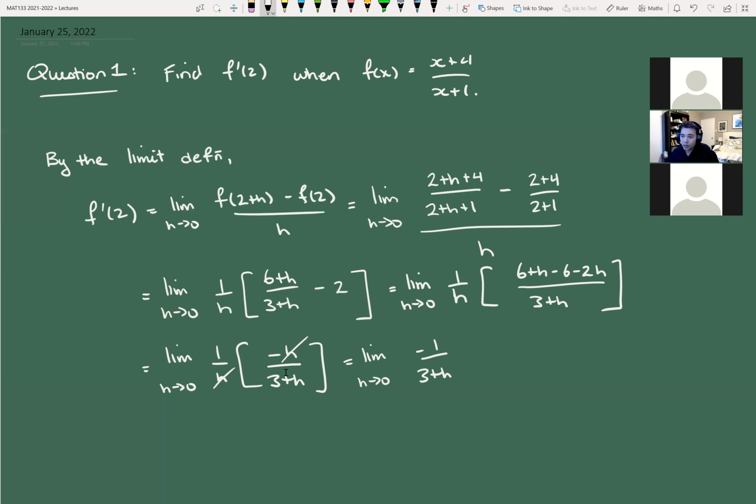So I just get the limit as h goes to 0 of negative 1 over 3 plus h. Now I'm in a situation where this function is continuous. I can just plug h into it, and that gives me negative 1 over 3, okay? And that was option B. And that's how you would do that. So it's a little bit of work, a little bit of computation, a little bit of algebra, but hopefully it's not too terrible.